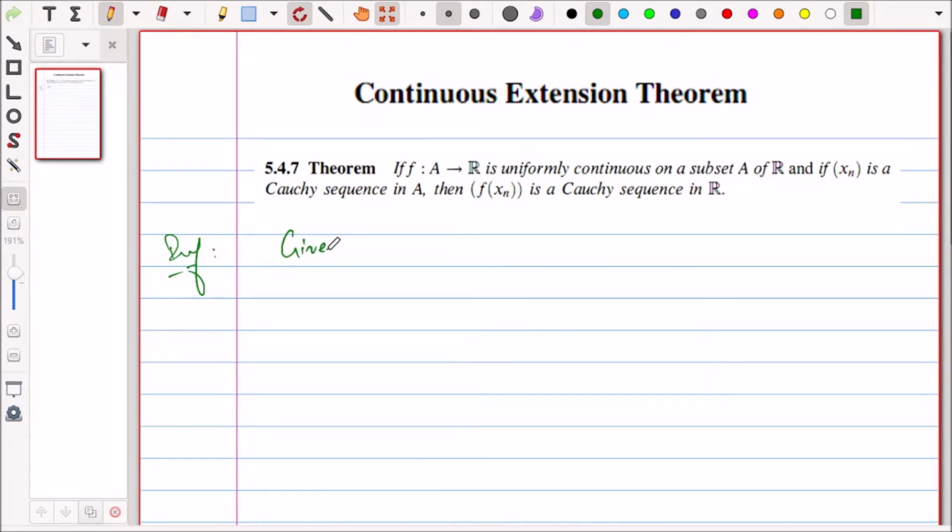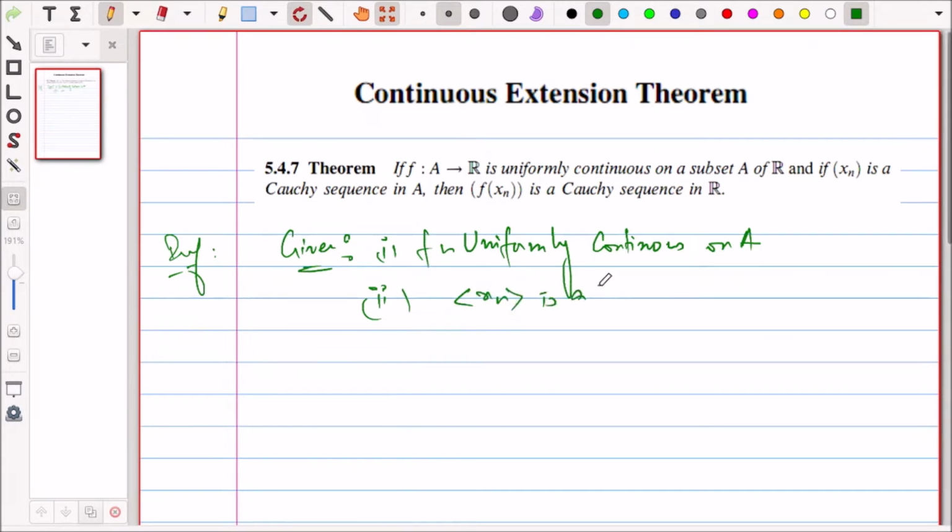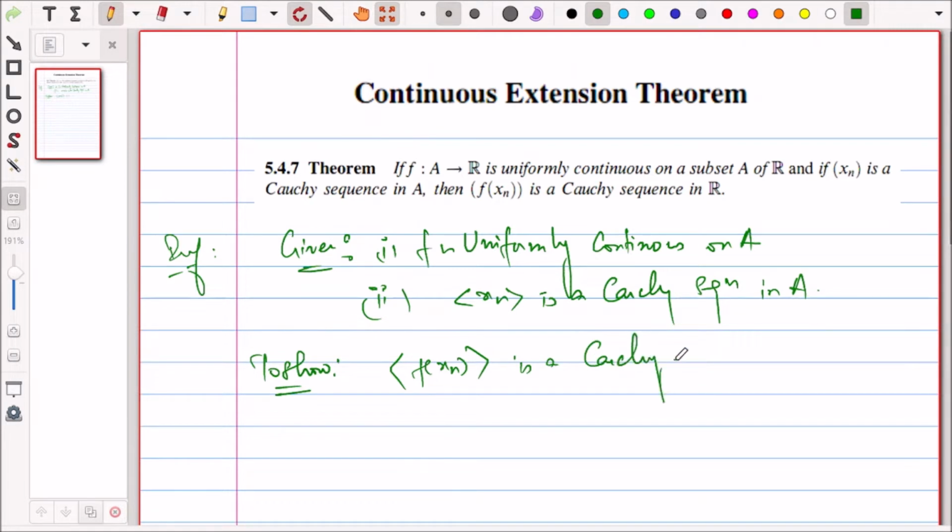Given: first, f is uniformly continuous on A, and second, x_n is a Cauchy sequence in A. To show: f(x_n) is a Cauchy sequence in R.